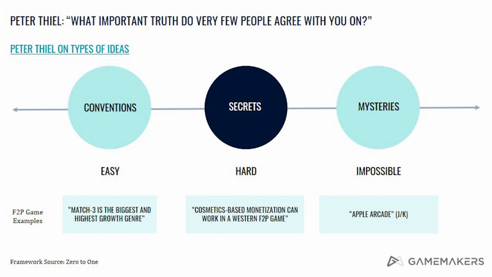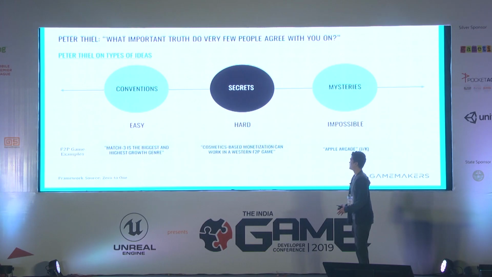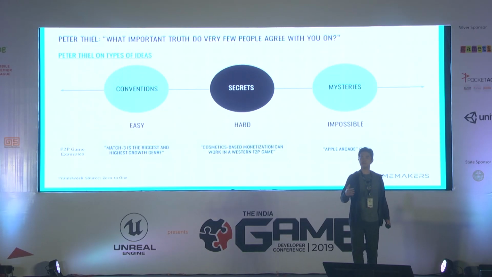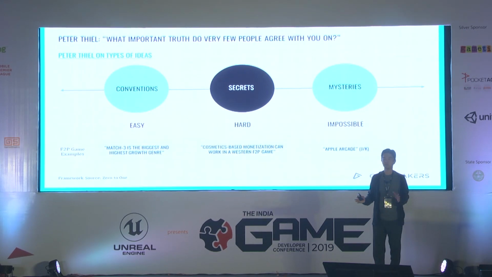But a secret is hard. A secret is a truth that's hard to understand, hard to grasp. An example of this is that cosmetics-based monetization can work in a Western free-to-play game. That's a secret that the guys that worked on Fortnite had that was, at that time, very difficult to understand. And so that was a secret that a lot of people didn't believe in, right?